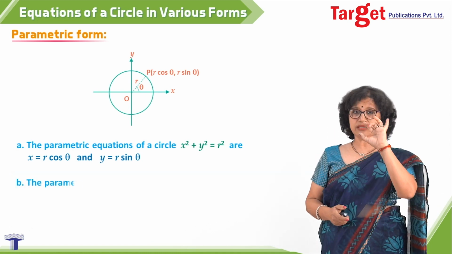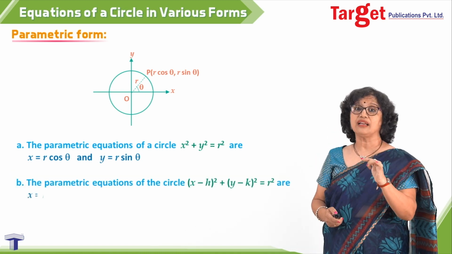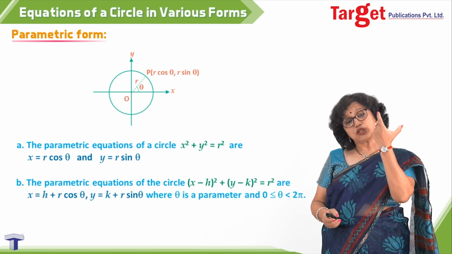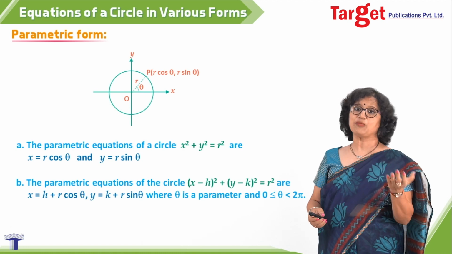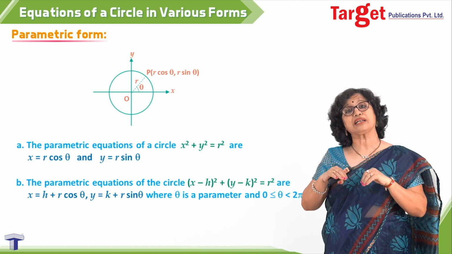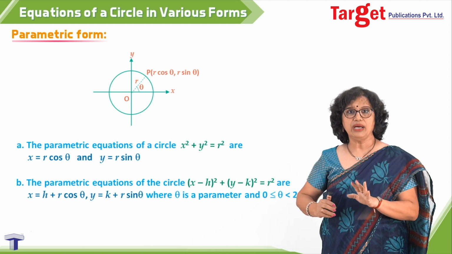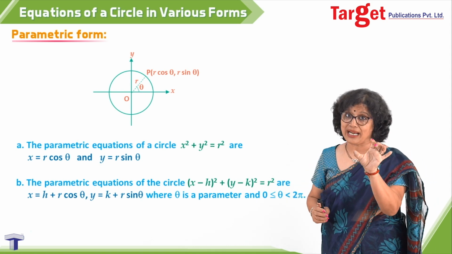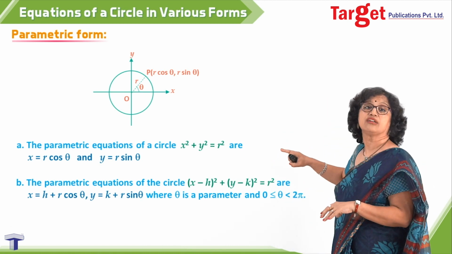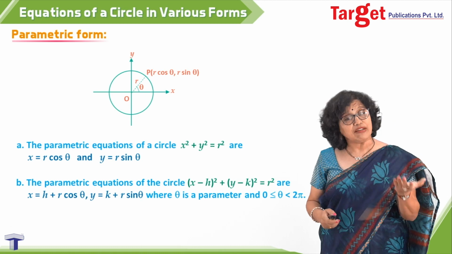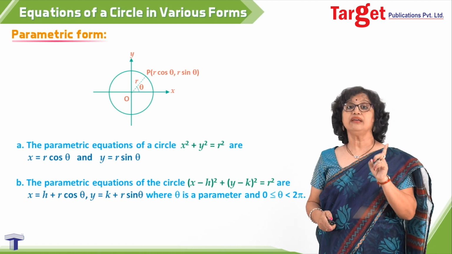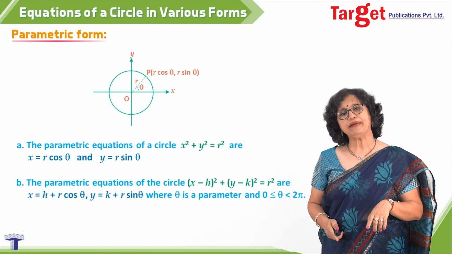Now the change could go further. If the center is not the origin but at a point, suppose (h, k), then the corresponding equation of the circle would be x minus h whole square plus y minus k whole square equal to r square. And now we are expected to write the corresponding parametric form. So what would be the change? Now I would write x minus h equal to r cos theta. So x becomes h plus r cos theta, and y becomes k plus r sin theta. And what is theta? It's a parameter which varies between 0 and 2 pi.